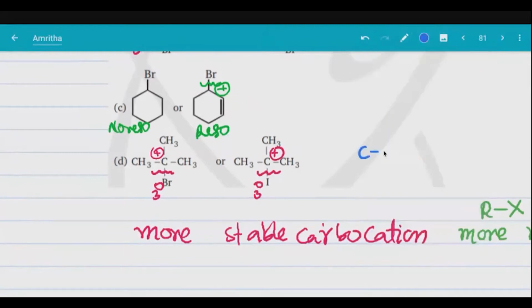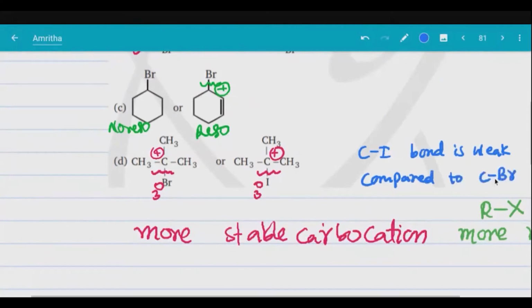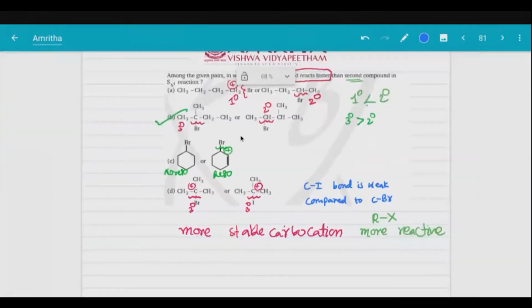C-I bond is weak compared to C-Br. We're comparing with C-Br, not with C-O or C-F. We are comparing only these two, C-Br and C-I. C-I bond is weak, so that reacts faster. Clear? So only one correct option, option B. Any doubts here?